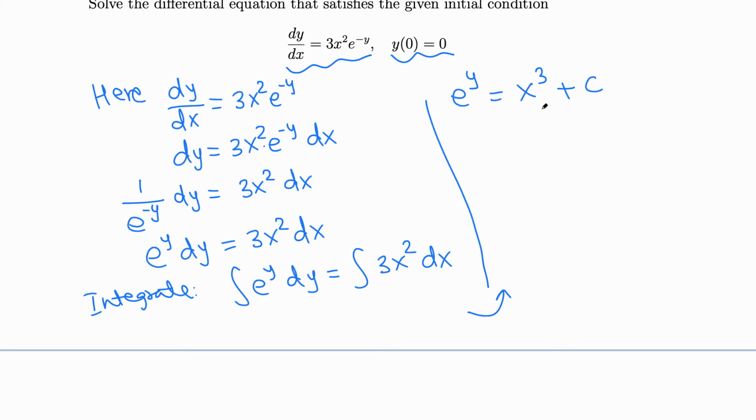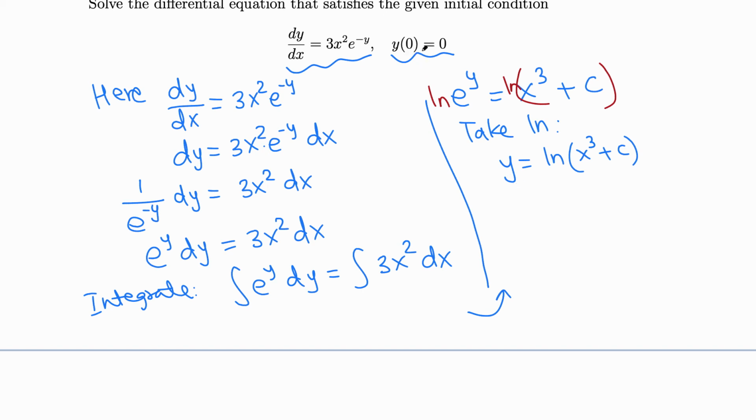To solve for y, here is e raised to something, so we need to take the natural log of both sides. On the left side, the natural log and e cancel each other's action, just y survives, and we get the natural log of everything. So y equals the natural log of x cubed plus c. We cannot distribute, so do not try to distribute.